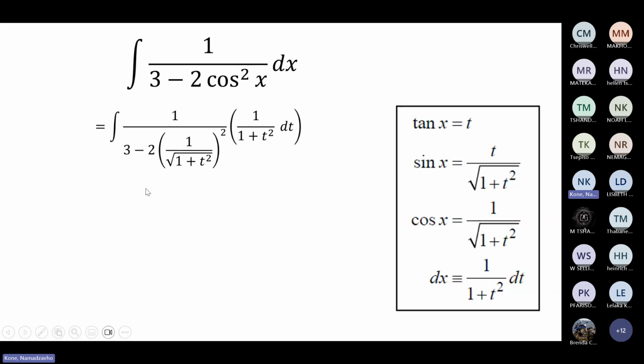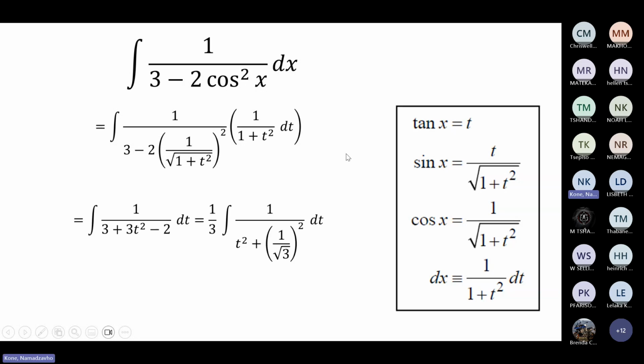So here we must get something that looks like this. 3t squared, and then 3 minus 2 is 1. So it should be 3t squared plus 1, the next integral, and then dt. I didn't even add them, I just left them as they are, but then 3 minus 2 is 1, as you can see. So our denominator will become 3t squared plus 1.